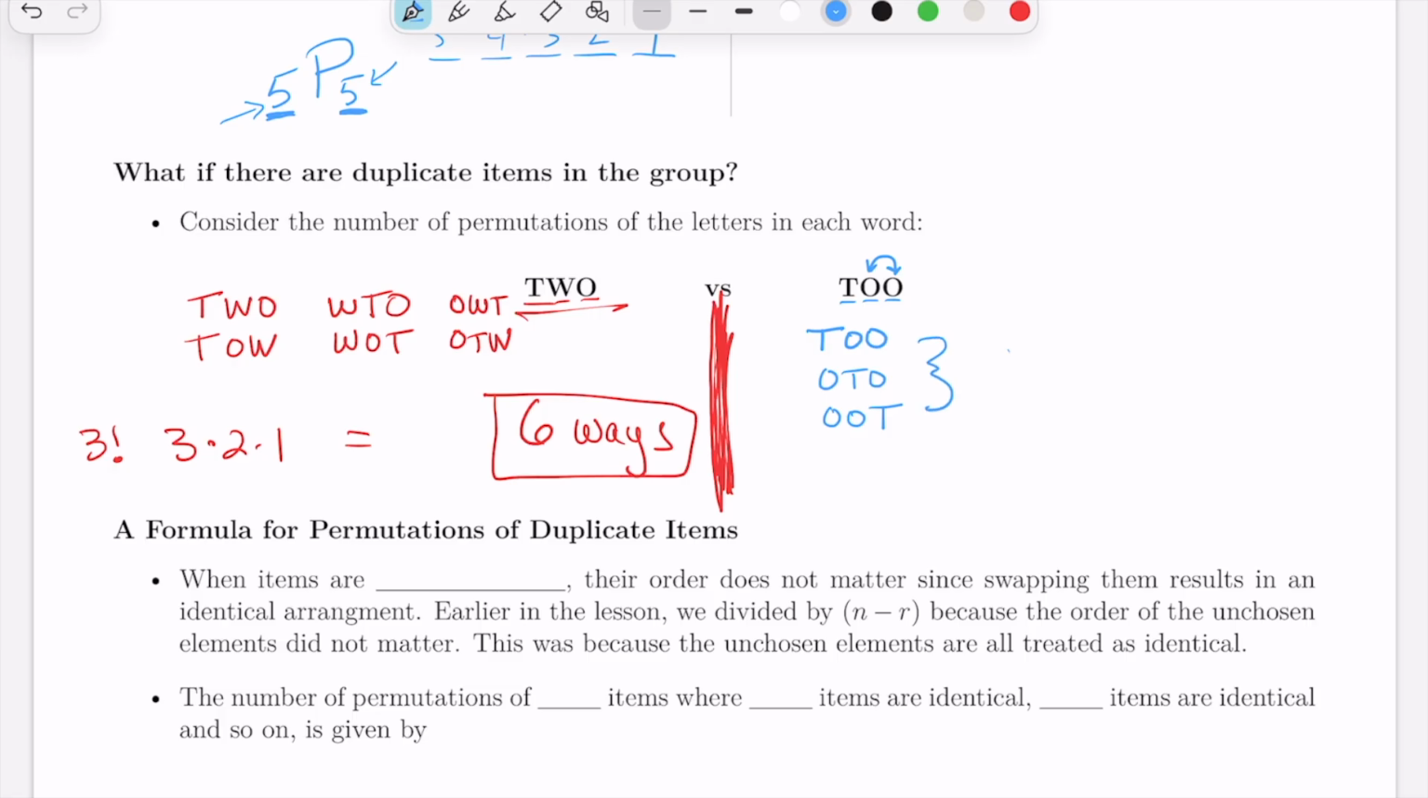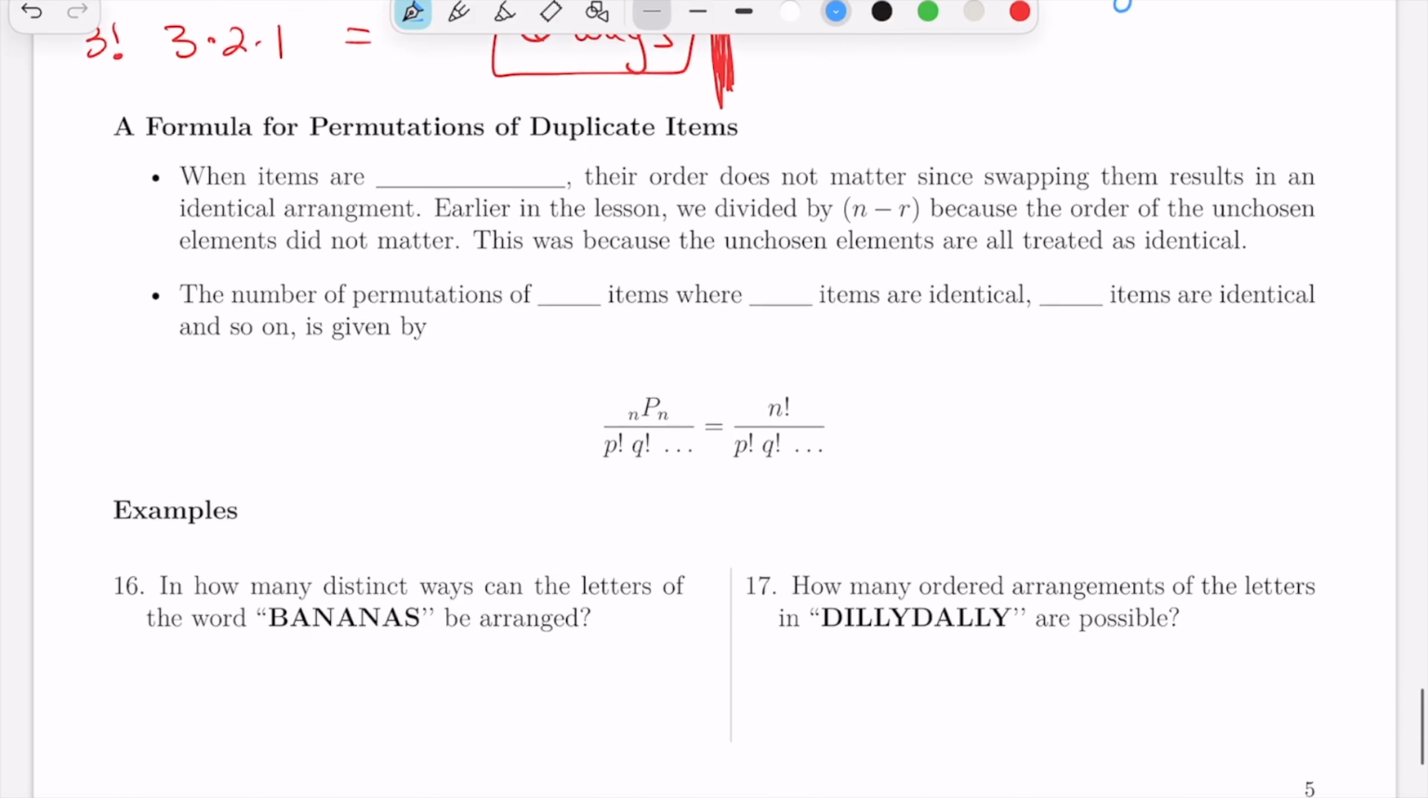There's only three ways for me to be able to distinguish between these. There's only three distinguishable permutations here. So there's a very easy way to take care of the repeated items. First, there's a formula that we have down here, and that can be a little bit tricky for people when they're first learning it. We are going to talk about it.